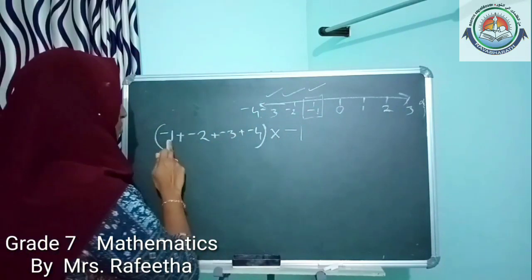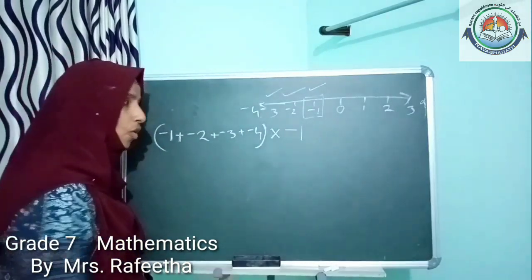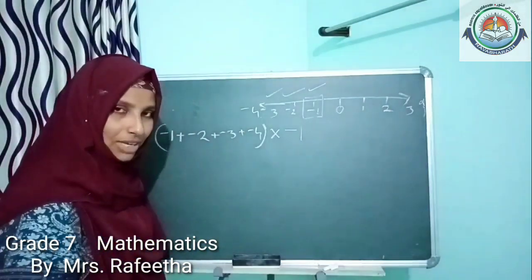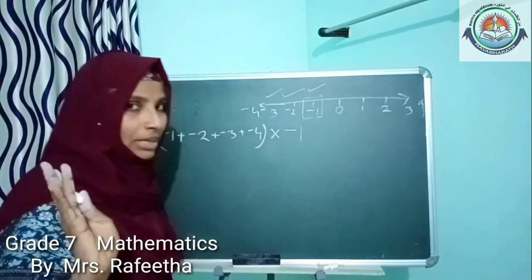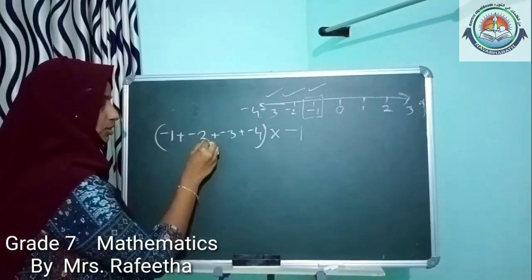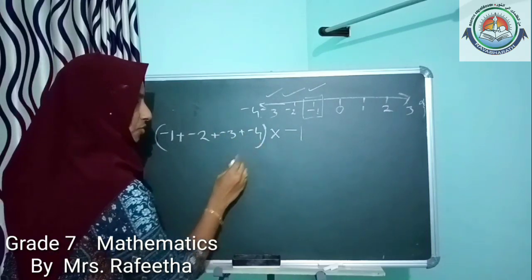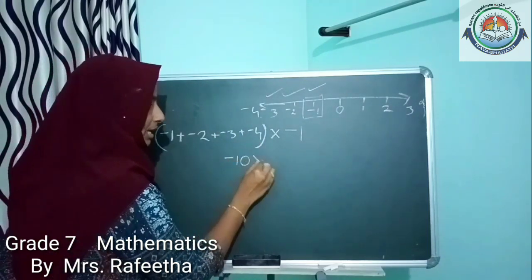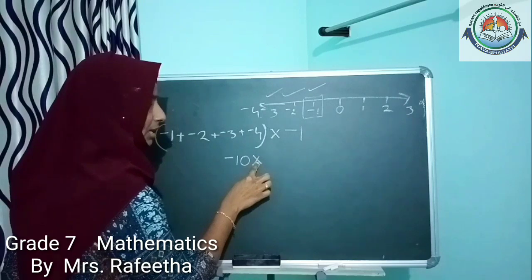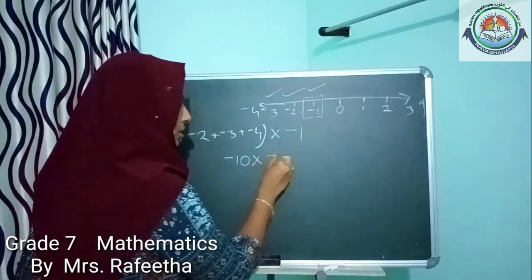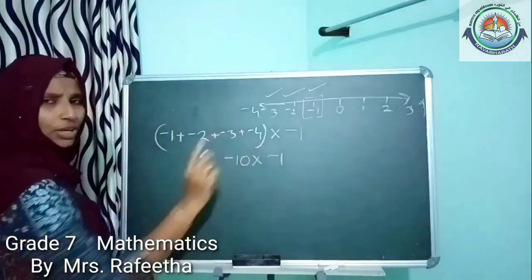So, we can add this. I said that for addition, if all the digits are negative, the answer will also be negative. So, minus 1 plus minus 2, minus 3 plus minus 3, minus 6 plus minus 4, minus 10. This multiplication sign I am putting here, minus 1.